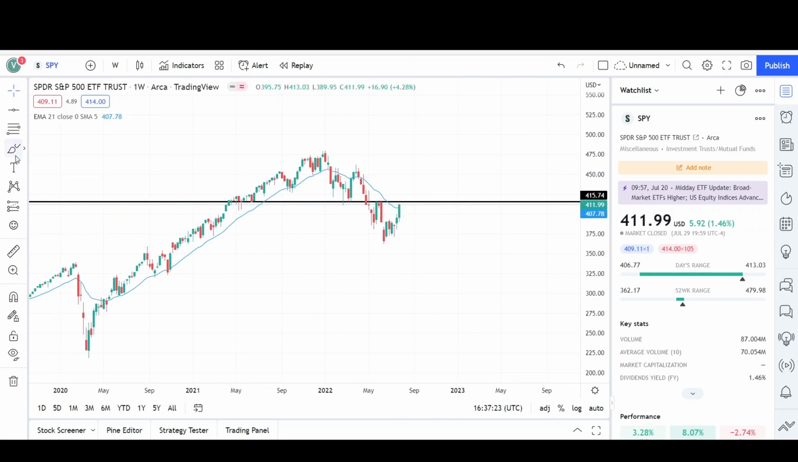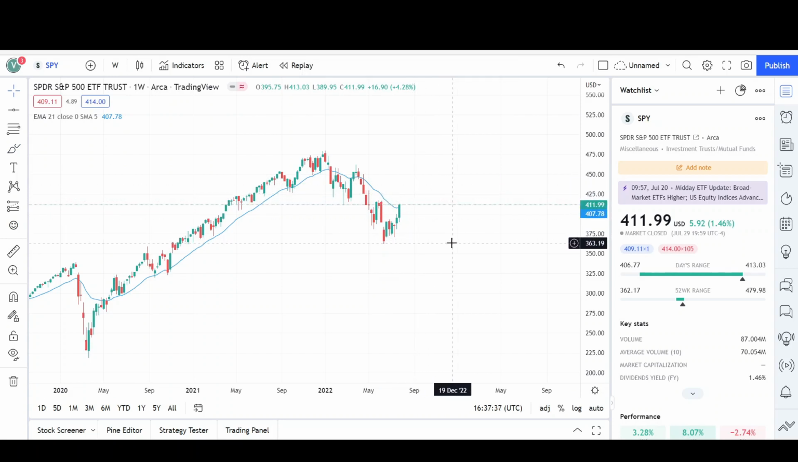Now again, all of this will be invalidated if we break the EMA and start holding above it. Then I'm going to switch my bias and start looking for higher price targets. As right now, we have not done that. I'm holding my bearish bias. I still think we could retest these lows and even exceed them before we go back up to retest the highs. So that's everything I have for the SPY, and I'll give you guys an update next week.